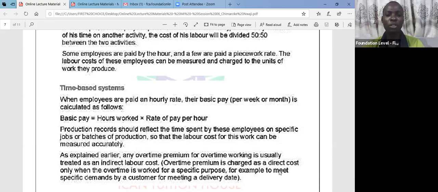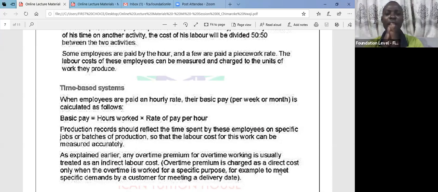Production record should reflect time spent by these employees on specific jobs or batches of production so that the labor cost for this work can be measured accurately. So you see, people will have to be signing time sheets. So time-based system, we have a time sheet. So you see, you want to go to this product or this department to work, you sign a time sheet. You sign in, you sign out, or you clock in, or you clock out.